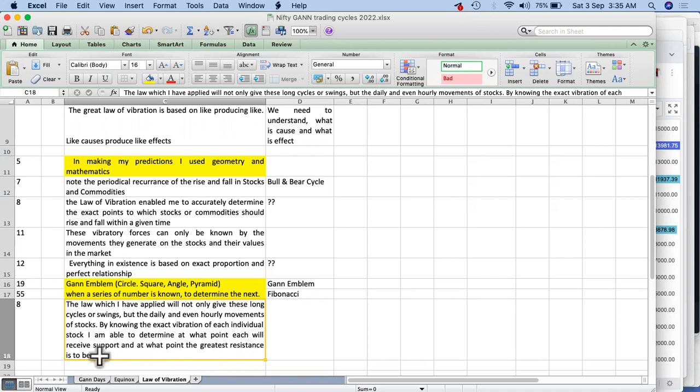Now, see, the most important thing for us to know is only one thing: where I'll be able to get my support, where I'll be able to get my resistance, so that we can accordingly trail our stop loss and make maximum profit from that. Simple as that, right? So from this, he's talking about daily and even hourly movement. So hourly would be a bit difficult, but let's try to go on the daily at least.